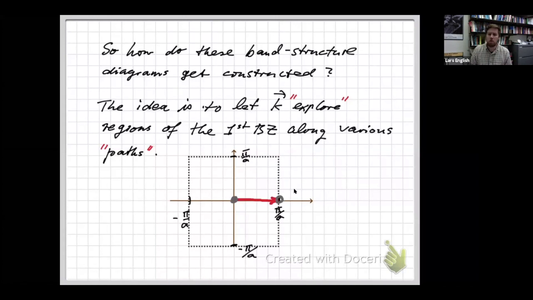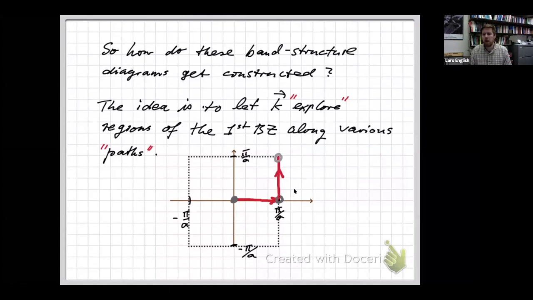What we could do is start at the origin and then move to the right until we hit the boundary. Basically, we're just going to move along the x-axis until we hit the boundary of the first BZ.